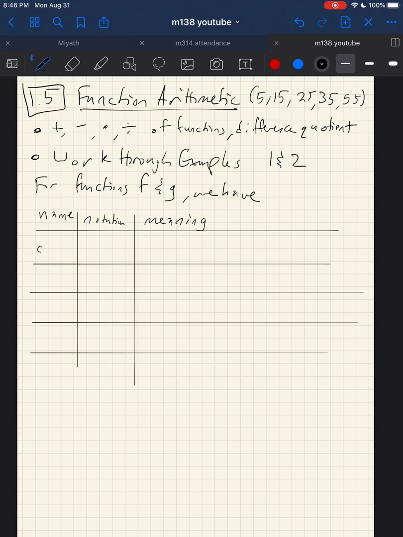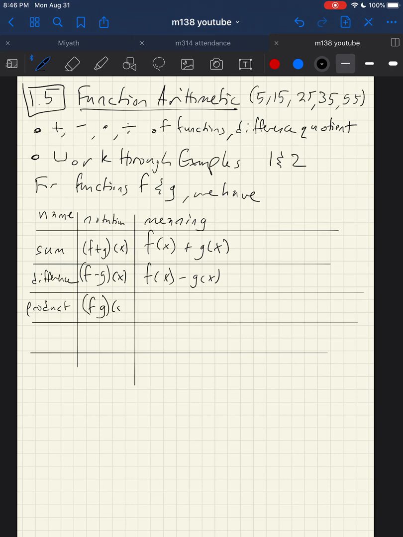So the name is going to be sum, and the notation is f plus g of x. And what this means is f of x plus g of x. The name difference is going to be written f minus g of x, and this just means f of x minus g of x. The name product is fg of x, and this means f of x times g of x.